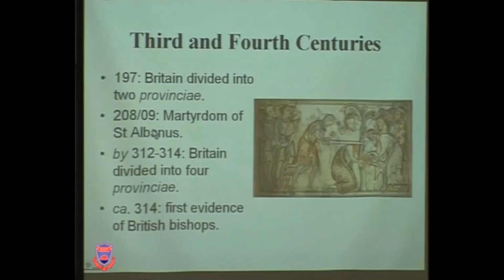Okay, very briefly, some important dates during the 3rd and 4th centuries. Briefly, just before, at the end of the 2nd century, we see the division of Britain into two provinces, into two regions. We'll talk about that again when we look at the administration of Britain, probably on Thursday. Martyrdom, 208 or 209, the martyrdom of St. Albanus.